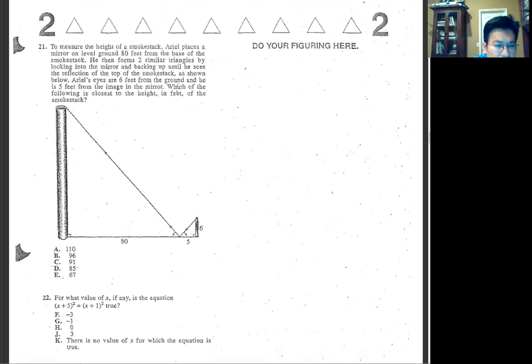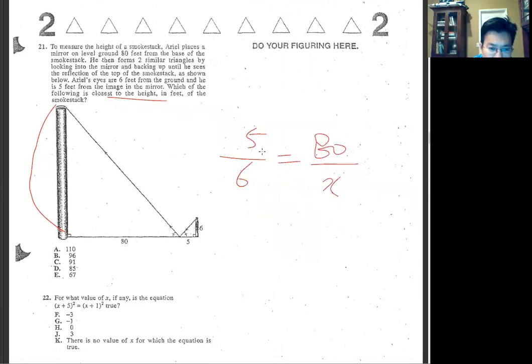Which of the following is closest to the height of the smokestack? This height, this is the same ratio. 5 to 6 is 80 to x. Multiplying, 5x equals 480. X is 96.